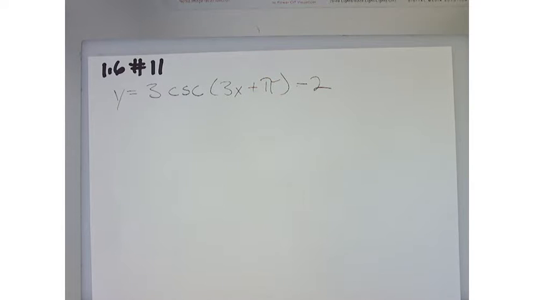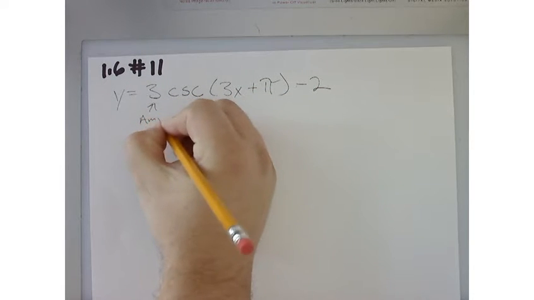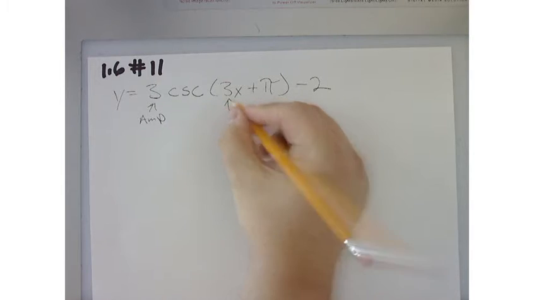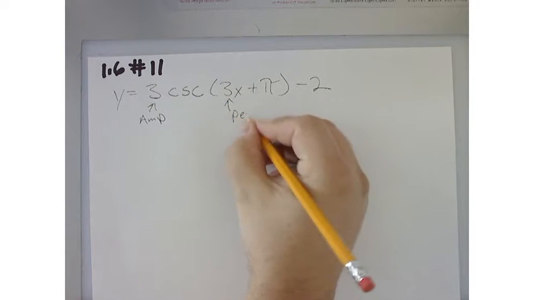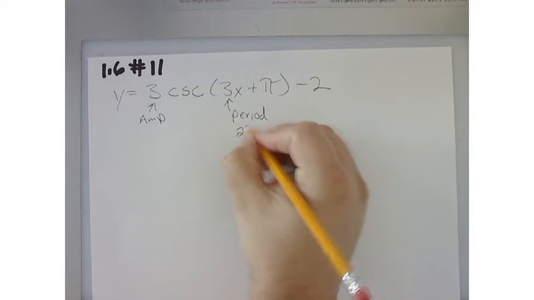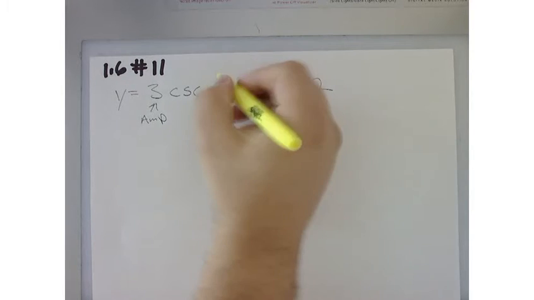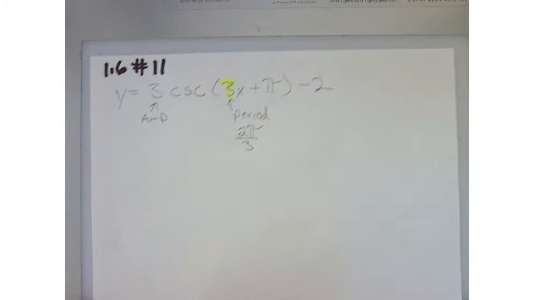They want to know what is the period. Well, now the period, so let's talk about this. This is the amplitude, right? The period is going to be calculated by saying 2 pi over 3, right? That's how you find that. Where did I get the 3 from? The 3 just comes from this. It's 2 pi divided by whatever this thingy is, right?